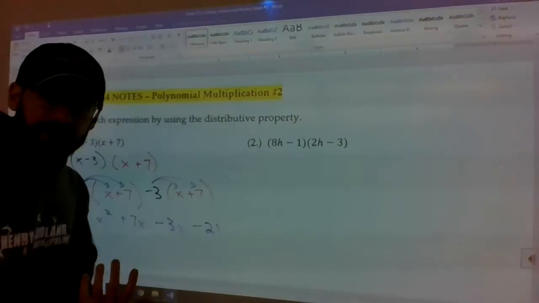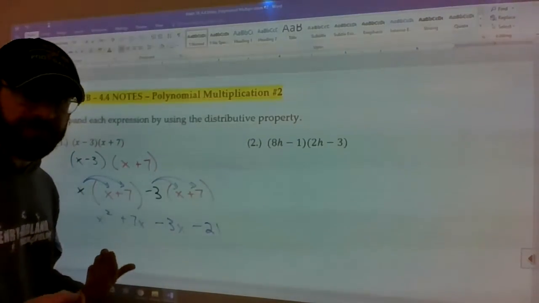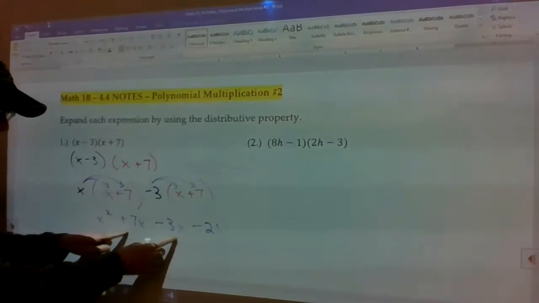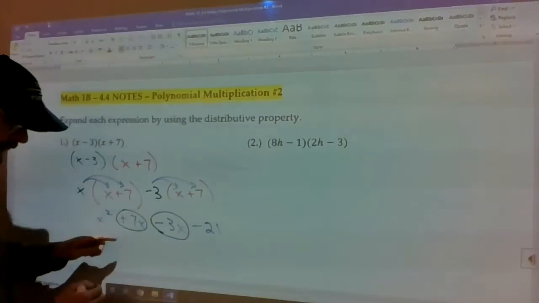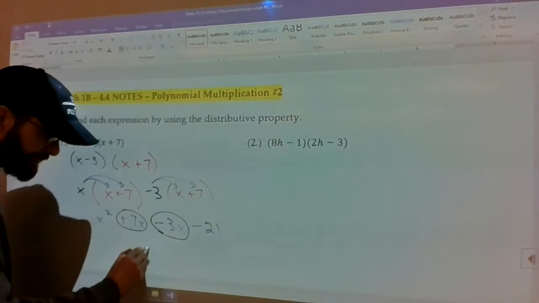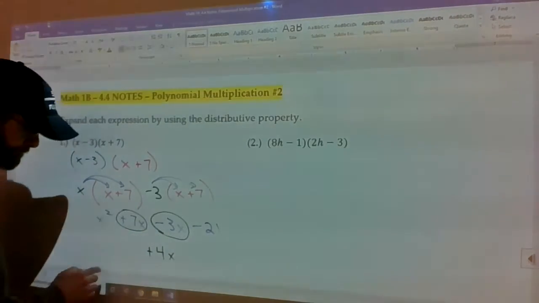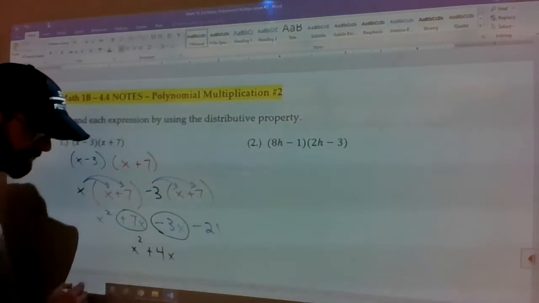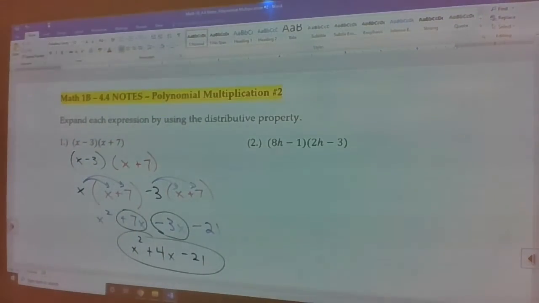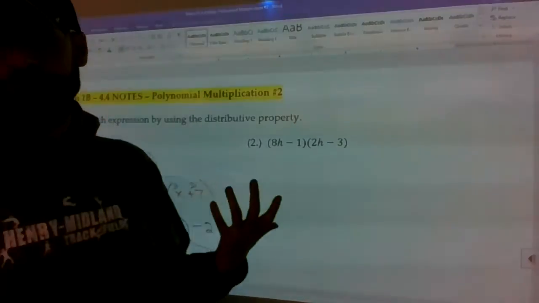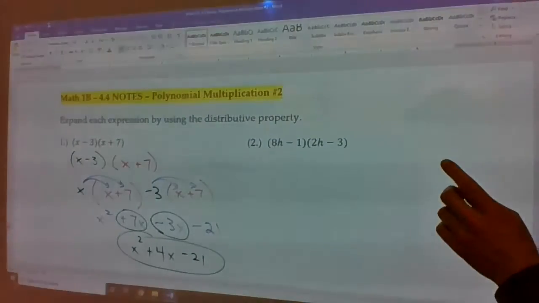And then beyond that, you just combine the like terms like you did in previous sections. So, the only thing I can combine is this plus 7x and this minus 3x. Plus 7 minus 3 gives me positive 4x. The x squared drops down, and then you're left with minus 21 here. So pretty straightforward, okay? Let's try it with number 2.